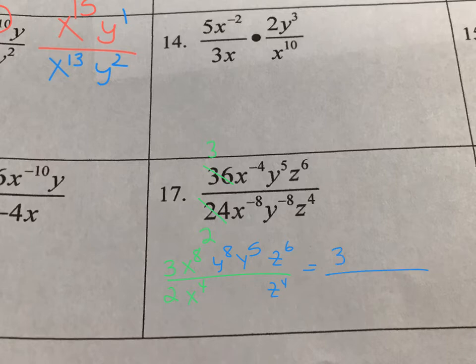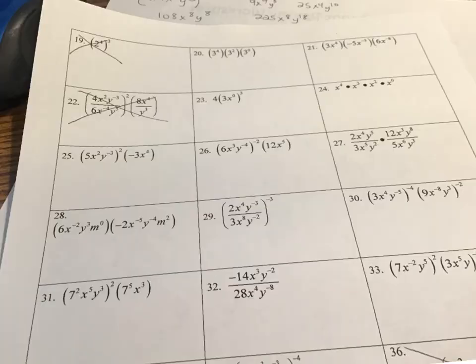So my coefficients stay the same. My x on top wins by 4. All my y's on top get put together. And my z on top wins by 2. There's number 17. All right, here we go.